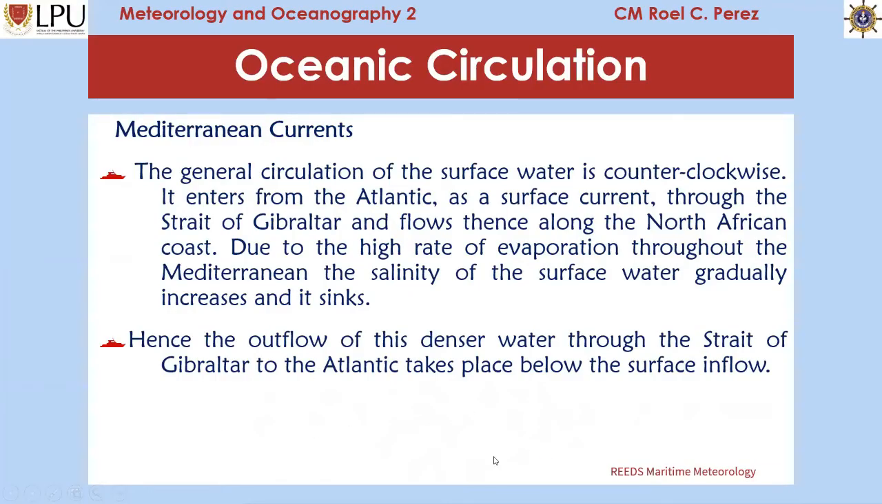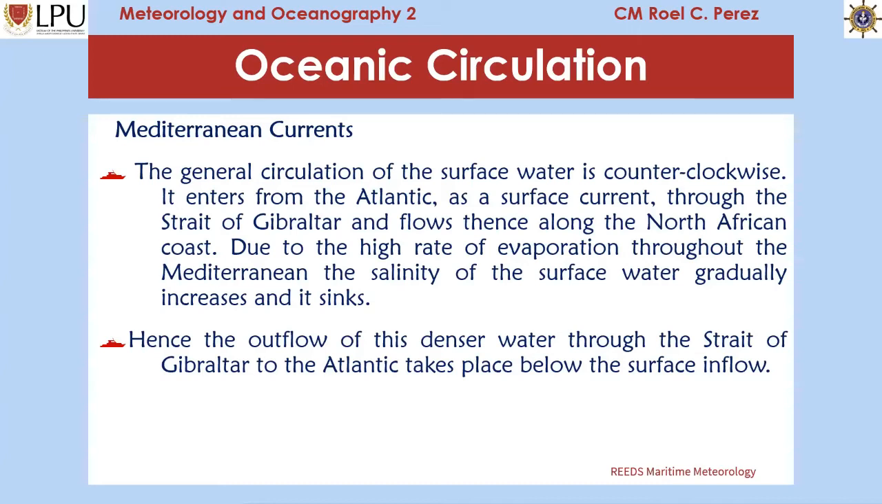Okay, let us continue with the oceanic circulation. So in the Mediterranean, the general circulation of the surface water is counterclockwise. It enters from the Atlantic as a surface current through the Strait of Gibraltar. Kasi wala naman siya ibang dadaanan, di ba? Because the Mediterranean is an enclosed area, and there is only a small opening which is less than 5 miles. Mga 2 miles lang nga yata yun, I guess. I forgot the distance there. Pero maiksi lang yun. Sigurado ako hindi abot yun ng 10 miles.